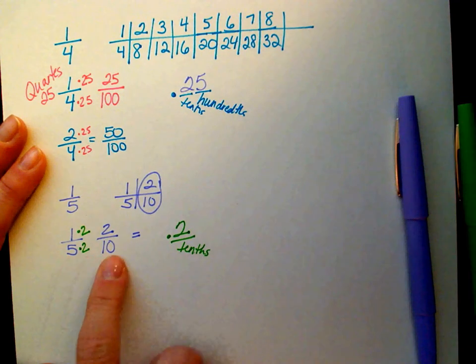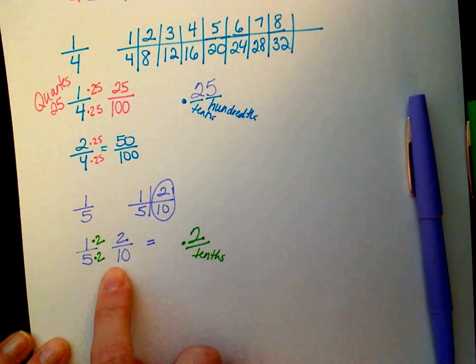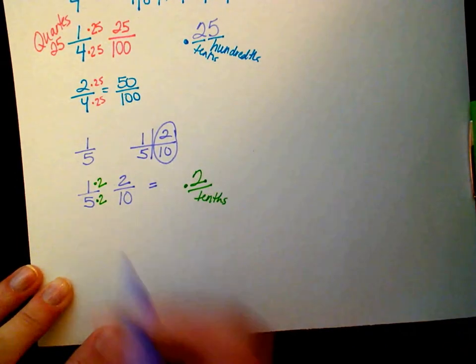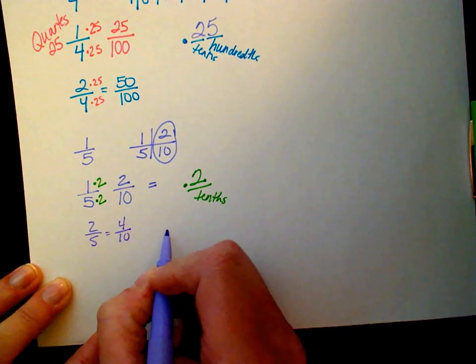Notice they're also doubling. That's what we talked about with the fifths. You just double them. 1/5 is 2 tenths. 2 fifths is 4 tenths. They just double.